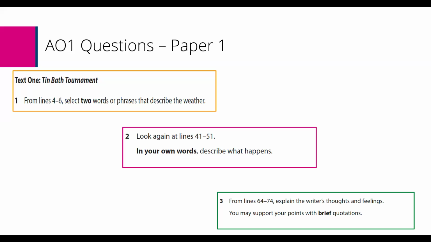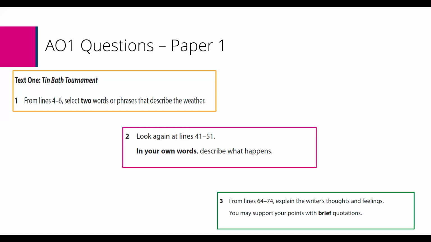So there are 3 AO1 questions. They do carry a significant number of marks: it's questions 2, 4, and 5. So there are 11 marks, which I think is roughly, I'm not a mathematician, 9% of the final mark here. So AO1 questions, this is how they were for the June 2024.